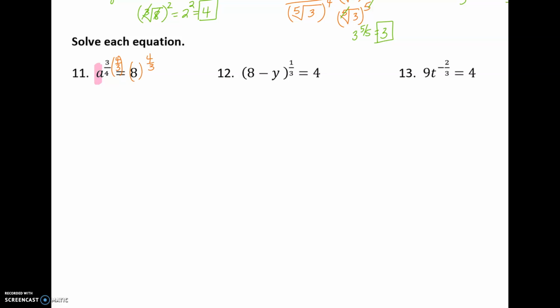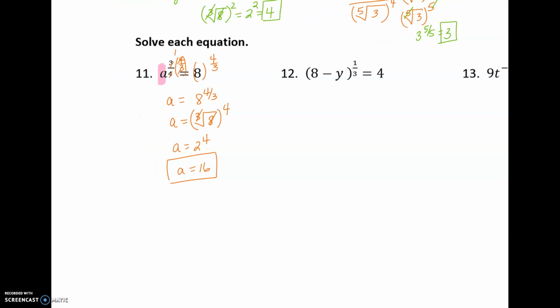Why do we do this? Because these cancel and all become 1, and we have a by itself. And 8 to the 4/3 means in radical form the cube root of 8 to the 4th power. The cube root of 8 is 2, and 2 to the 4th power is 16.